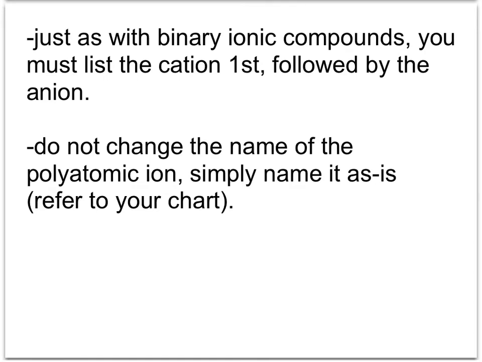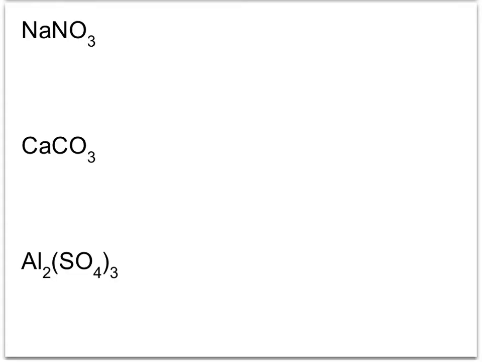Just as when you were naming binary ionic compounds, when polyatomics are present, you still list the cation first, followed by the anion. The major difference is that you don't change the ending of the ions. So you're not dropping anything, changing to "ide." You just simply name the polyatomics as is. So use your chart to find the correct names. All right, we're going to jump right in and do a few examples, and then I'll have a few examples for you to try out.